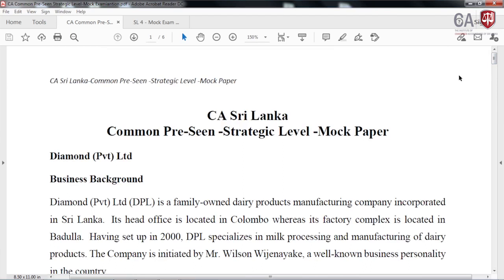Now, we all know this is a common pre-seen, a strategic level mock paper. This is a common pre-seen given. So, when a pre-seen is given not only for the SML subject but relevant to other subjects, there may be some information that may not be important from the SML subject point of view.